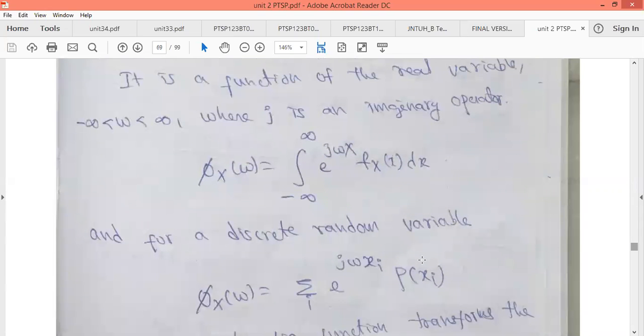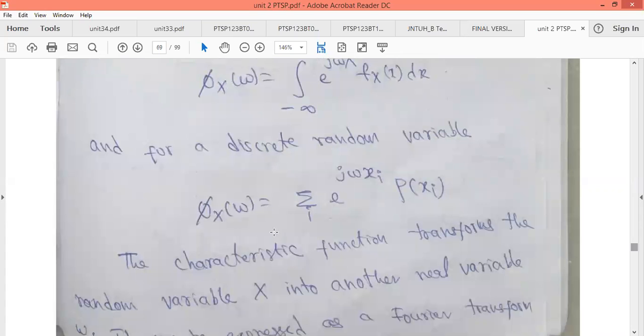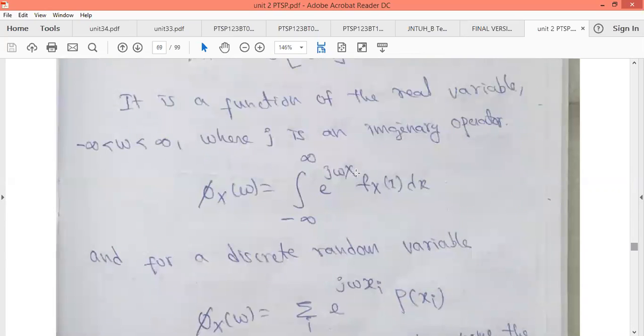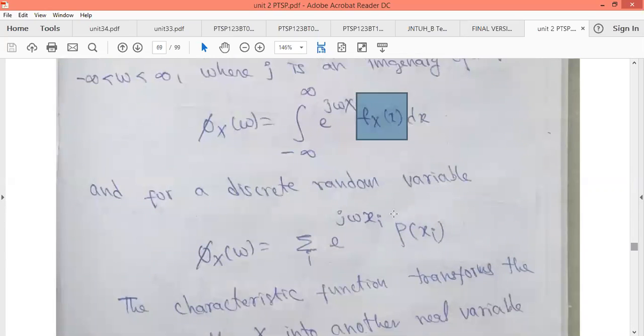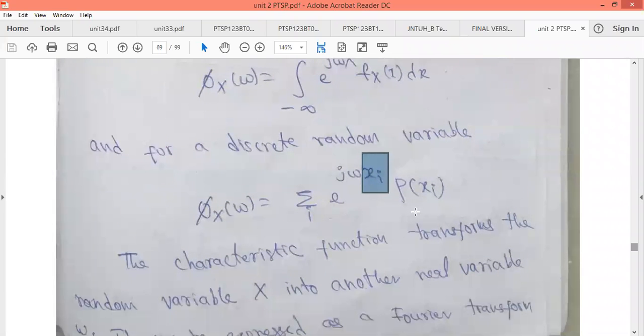Similarly, for a discrete random variable, the characteristic equation is given as phi_X(omega) equal to the summation over i of e power j omega x_i p(x_i). Instead of the density function, we will have the probability mass function, p(x_i). Here it is a continuous random variable, whereas there it is a discrete random variable. To denote discreteness, we use x_i. So this gives us the characteristic equation for a discrete random variable.